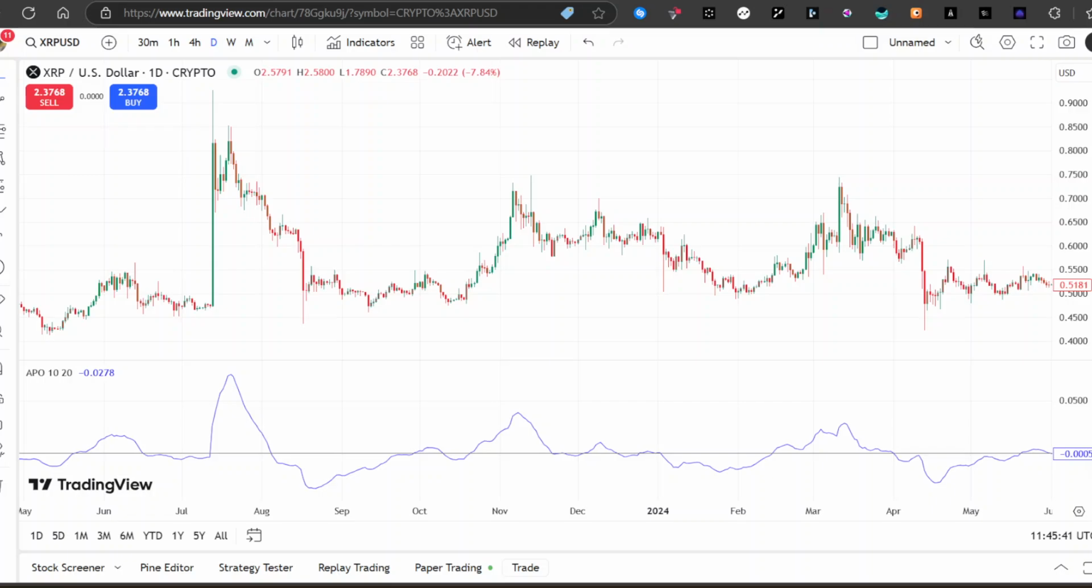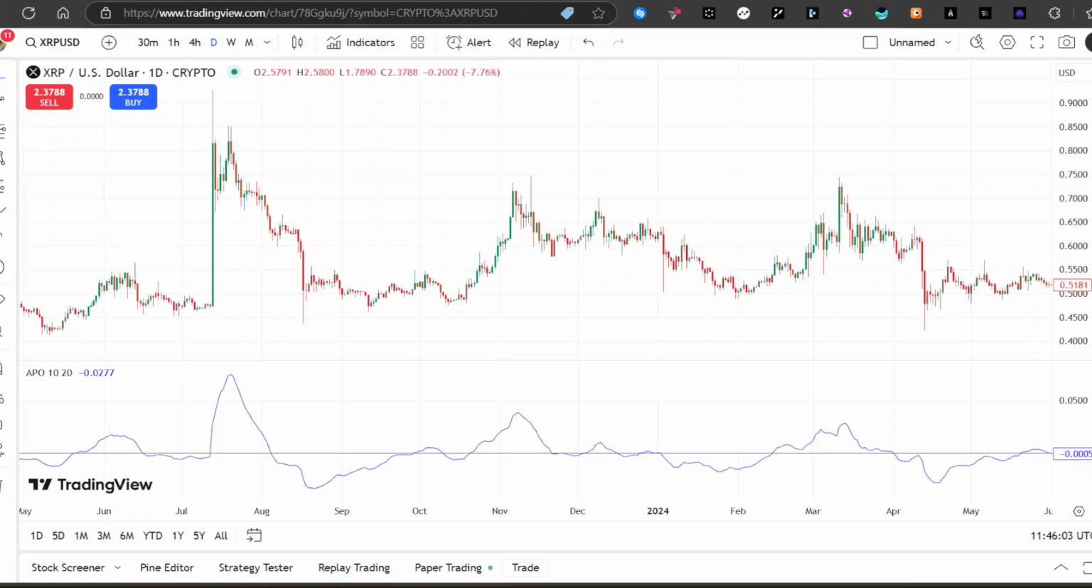Also, you can use the APO to spot reversals. It's a fantastic tool for spotting potential reversals. If you see the APO cross from positive to negative or from negative to positive, it could be an early warning of a trend change. Now, these crossovers give you signals to adjust your trading positions before the market fully reverses, okay?